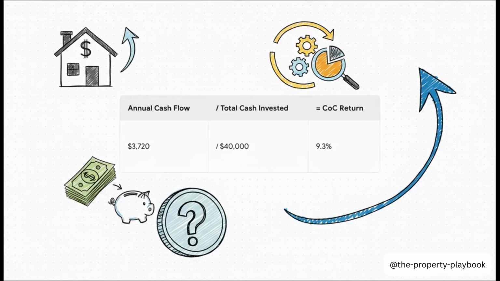So let's say our total cash invested to get this deal done was $40,000. We just take our annual cash flow, that $3,720, and we divide it by the $40,000 we put in. That gives us a cash-on-cash return of 9.3%.